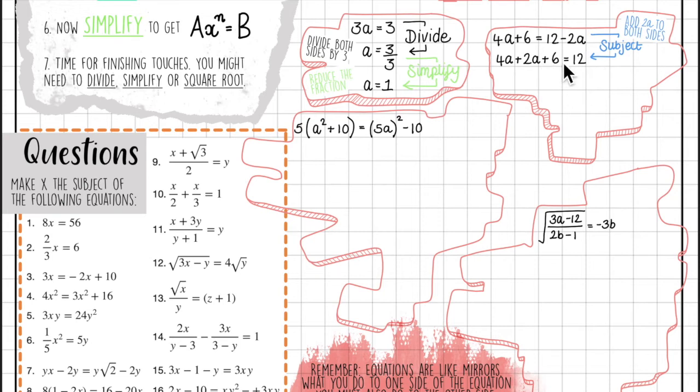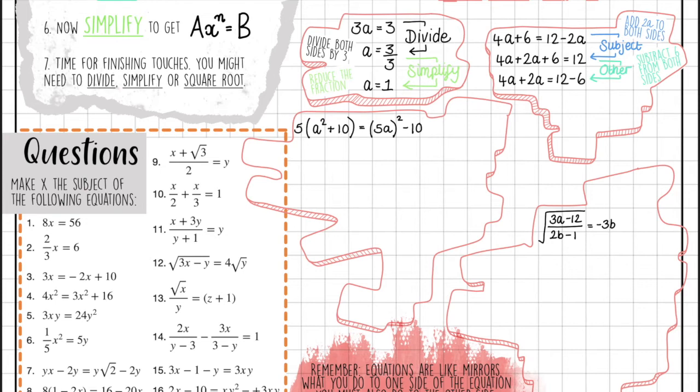Again, to get this plus 6 over here, we could minus 6 from this side, and what we do to this side, we have to do to that side. So we have to minus 6 from this side, or you can think of it as this 6 coming up, floating above. As it passes the equal sign, it changes sign, and it plonks down here and becomes a minus 6. So there we are. We have 4a plus 2a is equal to 12 minus 6.